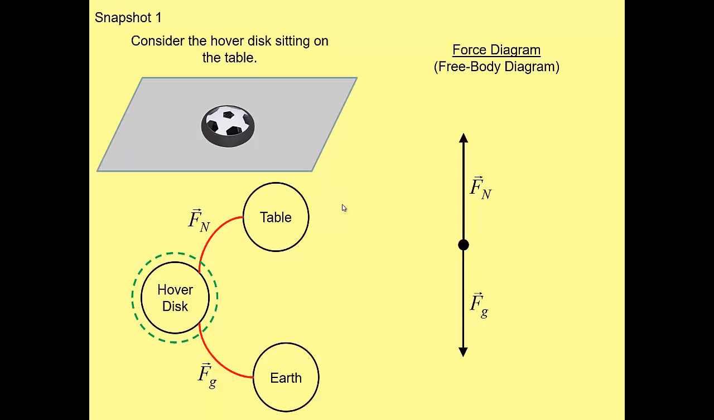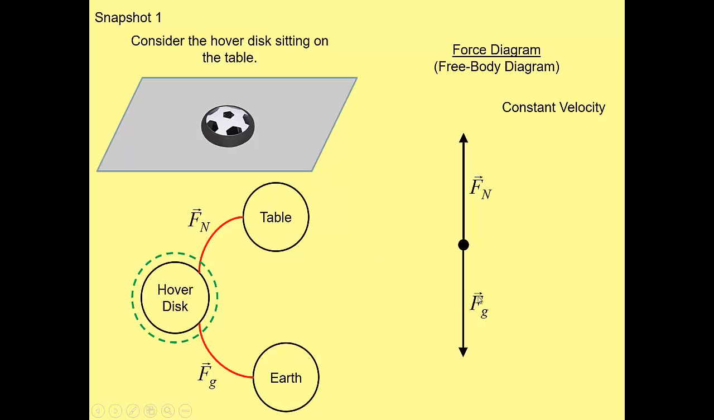Well, let's consider for a moment what's going on with the hover disk. It's just sitting there on the table. Does it have a constant velocity or a changing velocity? And that's as complex as I want the terminology to be for now. Is that a constant velocity or a changing velocity? It's just sitting there, right? So it's a constant velocity. Although a special constant velocity, 0, because it's not moving, but that's still constant, right? Because it's not changing.